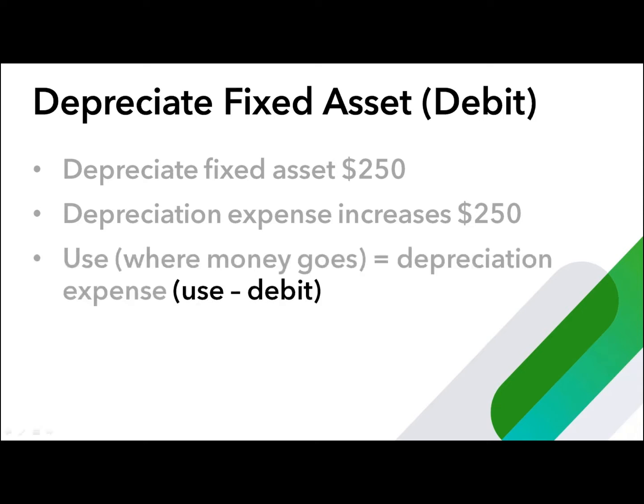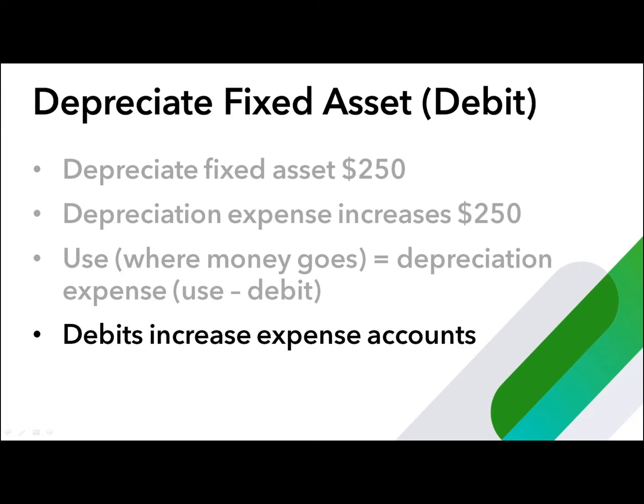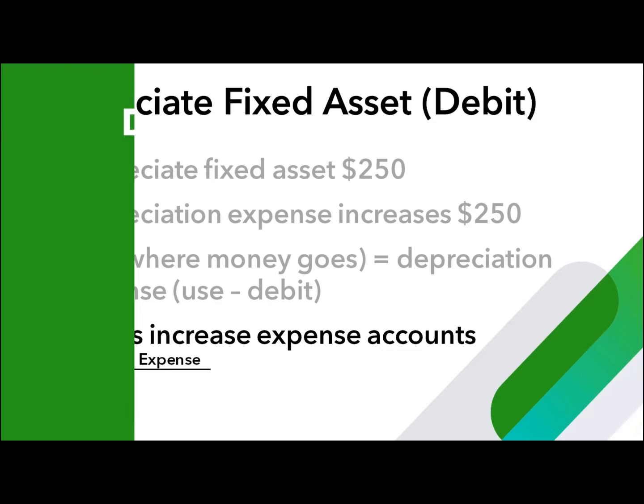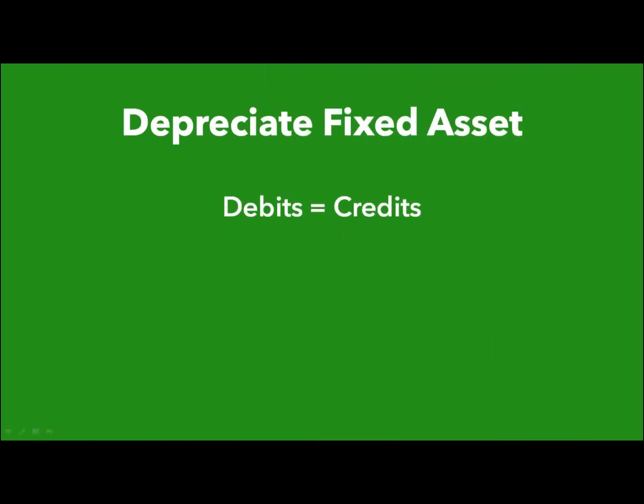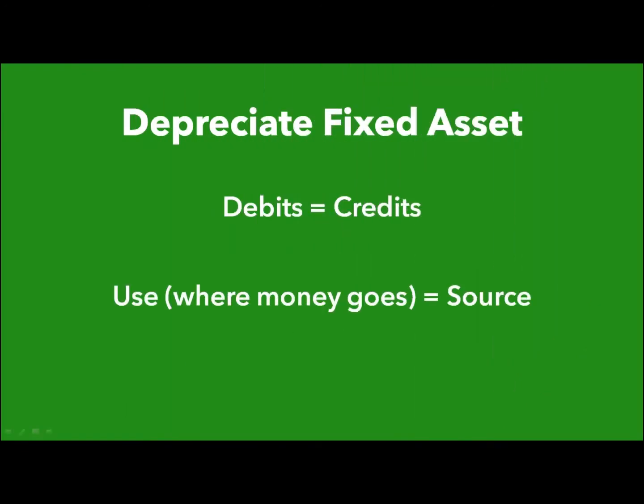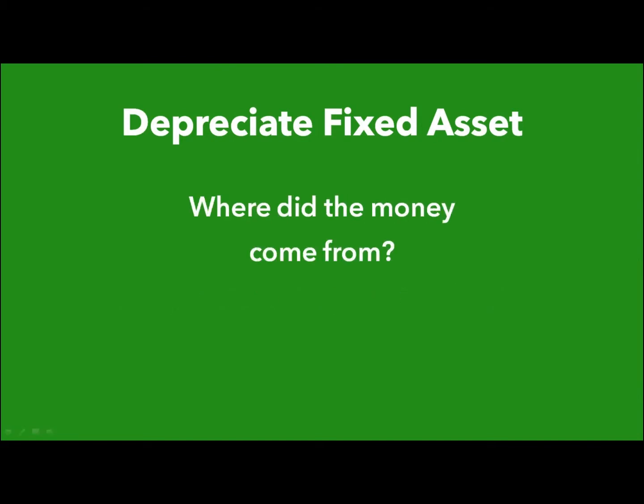Remember the general guideline learned earlier. Uses are usually debits. This makes sense because debits increase expense accounts. Draw the depreciation expense account as a T. Remember, debits appear on the left. Enter the debit of $250 to show the expense of using the Shine-O-Matic machine. Debits must equal credits. The use, or where the value goes, must equal the source. Where did the money or value come from?